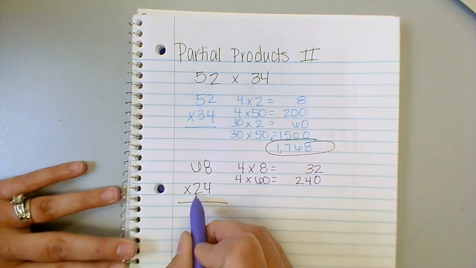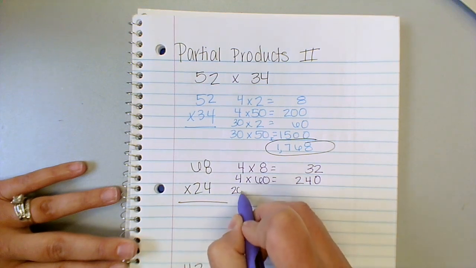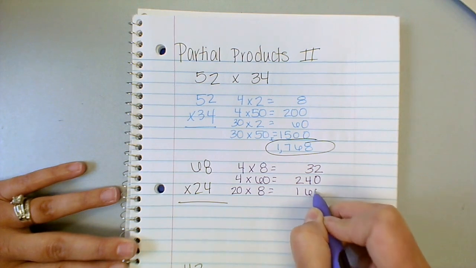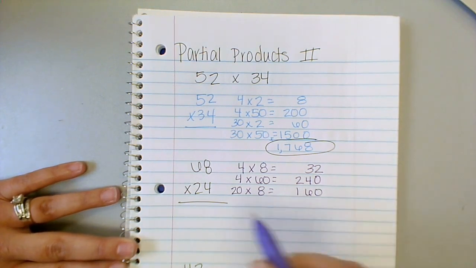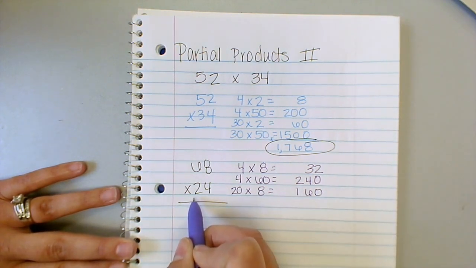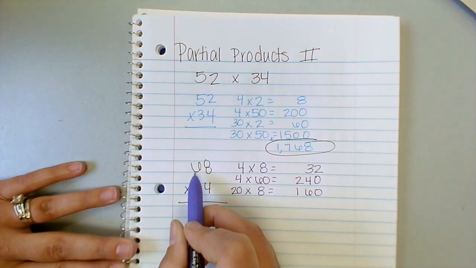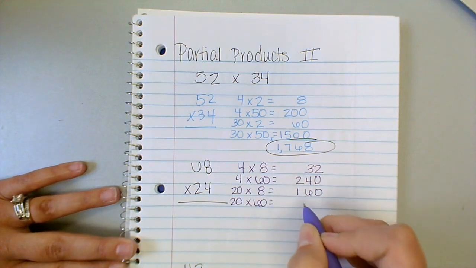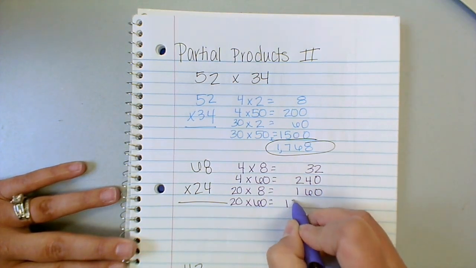Finally, we have 2 tens times 8 ones, so 20 times 8, which equals 160. And then our last one is 2 tens times 6 tens, so 20 times 60. And this will give us 1,200.